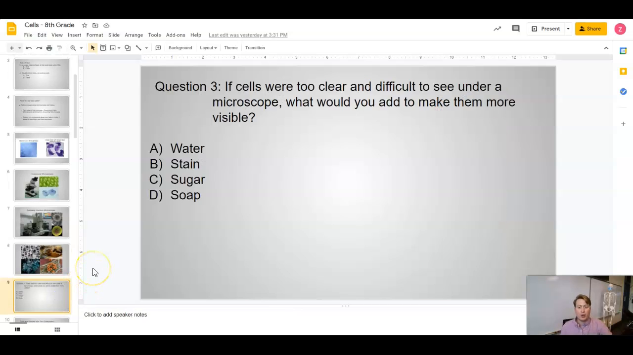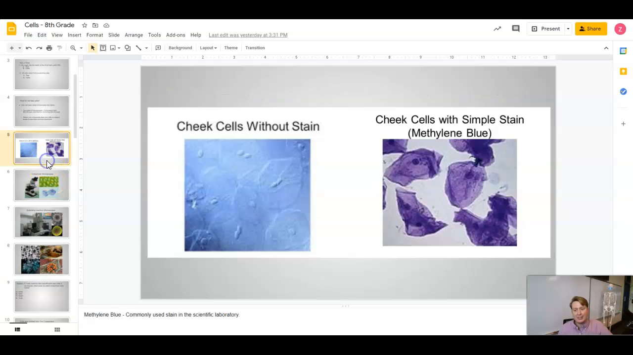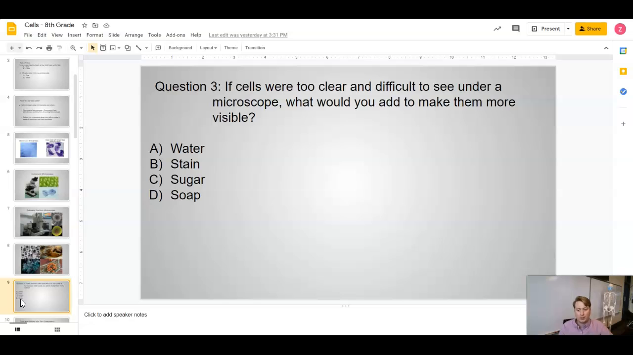Let's stop and check your progress. Answer question 3 for me, please. If cells were too clear and difficult to see under a microscope, what would you add to make them more visible? A. Water. B. Stain. C. Sugar. Or D. Soap. And the correct answer again is stain. You'd add stain to make your cells more visible under a light compound microscope.